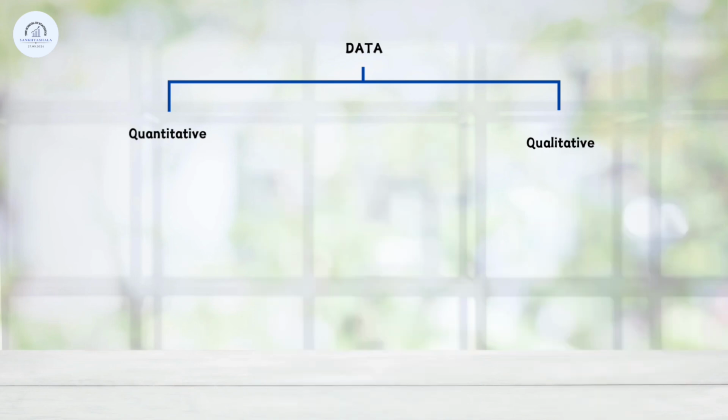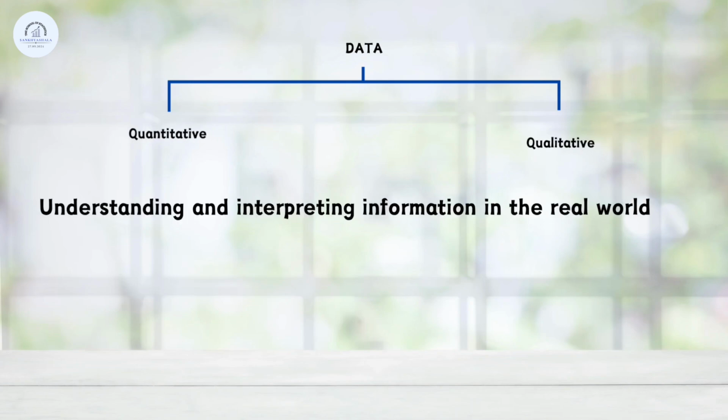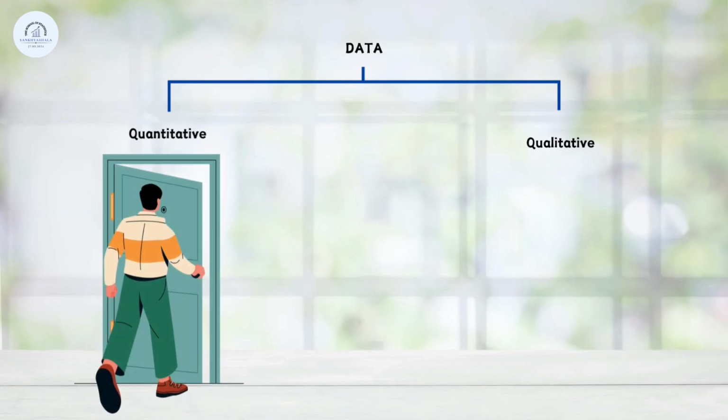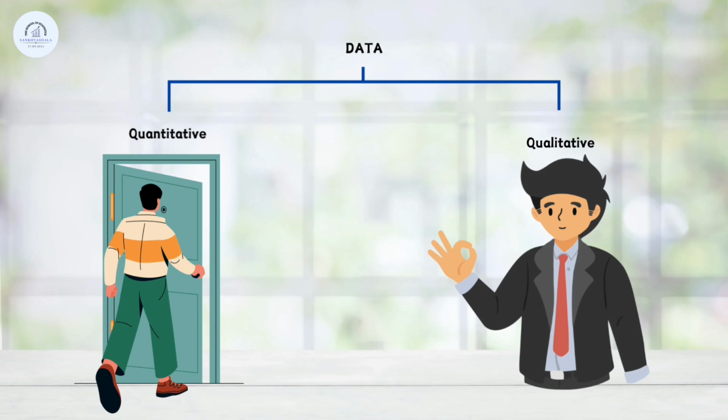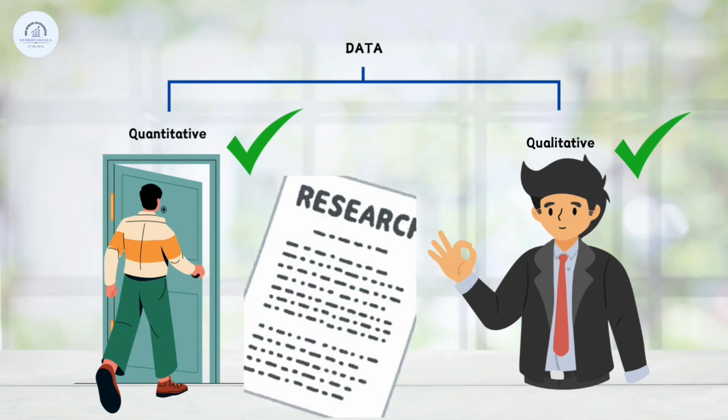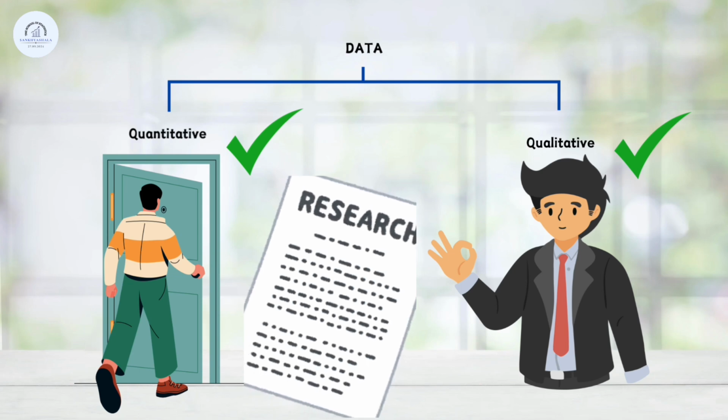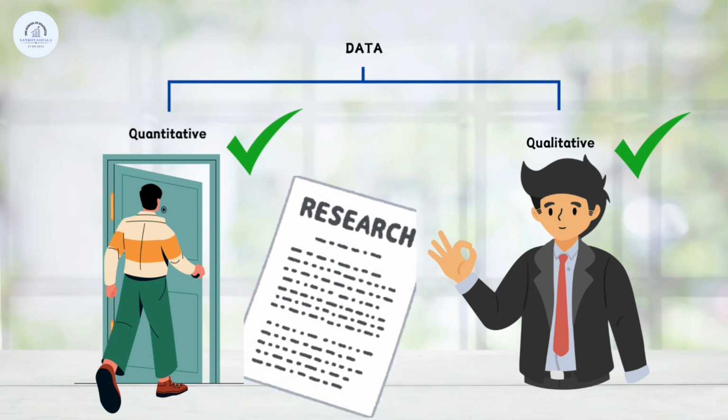In conclusion, both quantitative and qualitative data are important for understanding and interpreting information in the real world. Whether you are counting how many people enter a store or describing the product they buy, knowing the difference between these two types of data is crucial for making informed decisions and conducting meaningful research. It forms the foundation for statistical analysis, which we will explore in more detail in upcoming lectures.